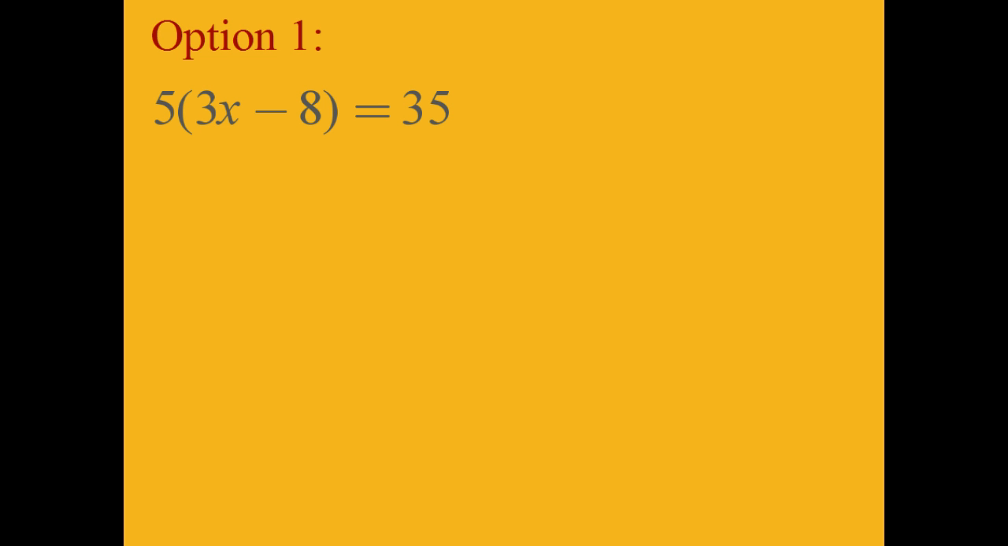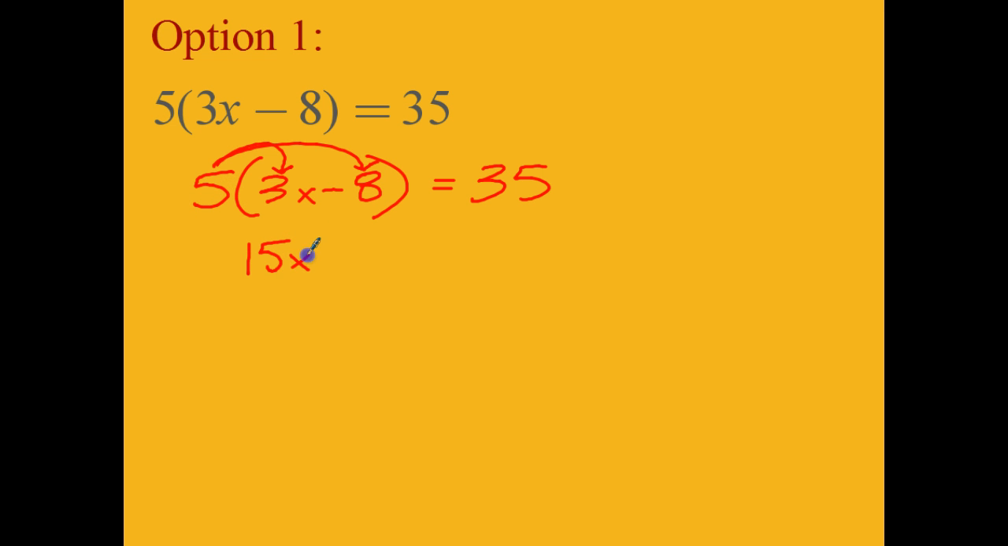So I'm going to rewrite this: 5 times (3x minus 8) is equal to 35. What I'm going to do here is distribute that 5 to each of the pieces on the inside. Think of this as a box. Inside of this box I have this, and I have 5 of the boxes. So when I dump it all out, I get 3x five times, which gives me 15x, and I get negative 8 five times, which gives me negative 40, and that's going to equal 35.